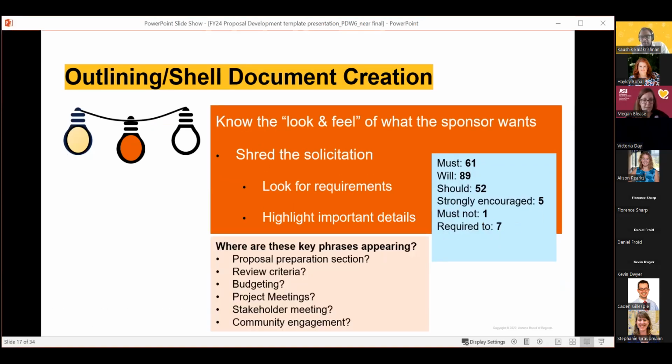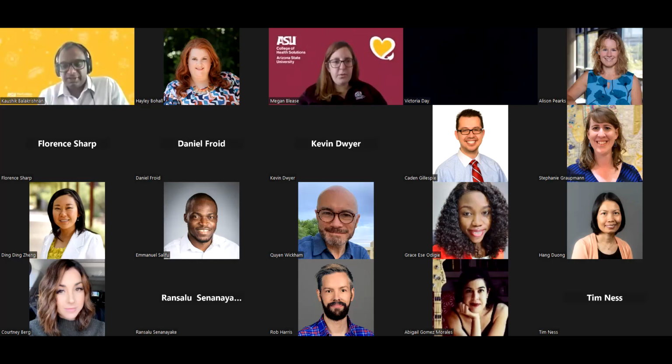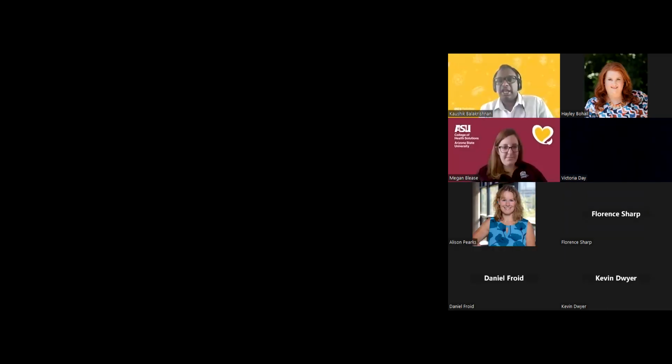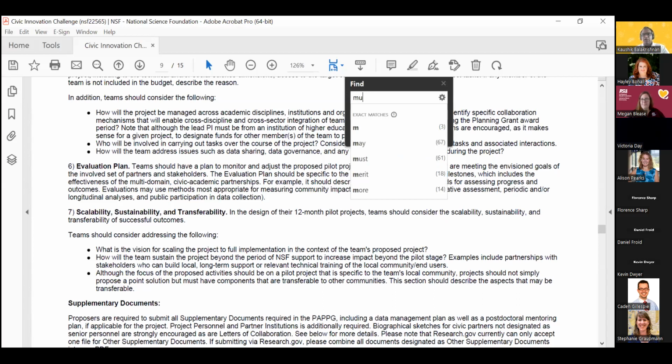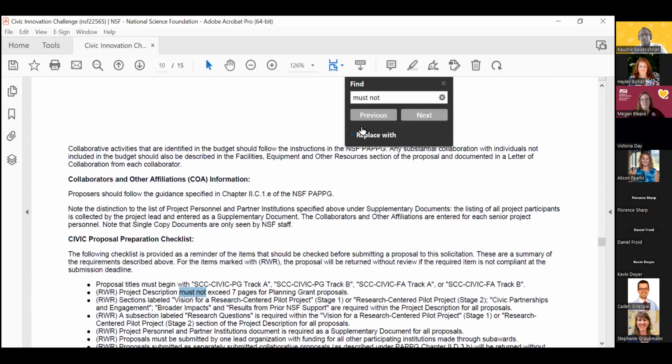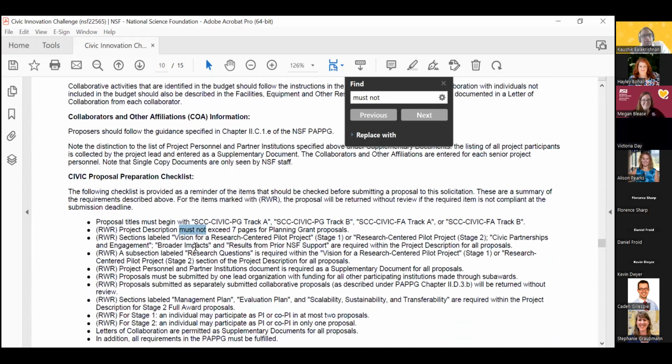And Kaushik, when we're looking at this, it's important to also notice what we should not or must not do, right? That is correct. So let's go back to the solicitation. Thank you so much, Megan. So we looked at what we should do. Let's see what we must not do. There is only one must not. Yay, so we got lucky.